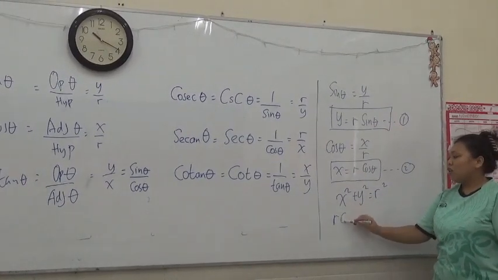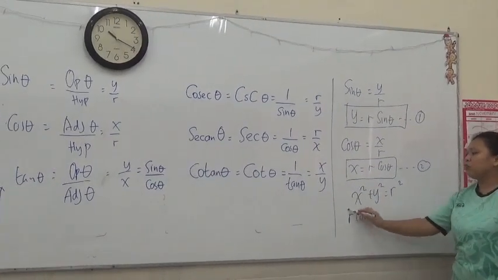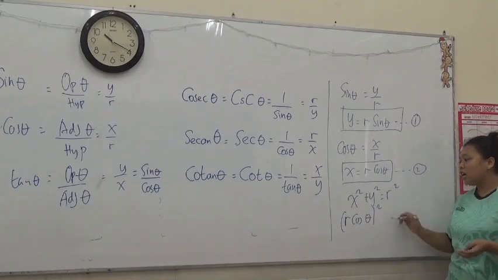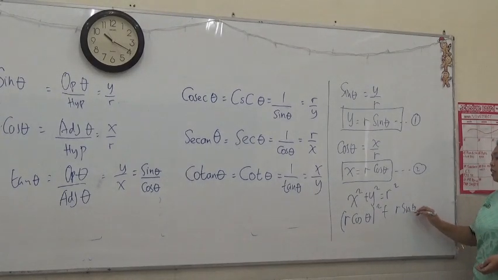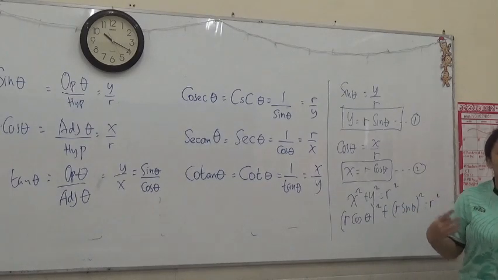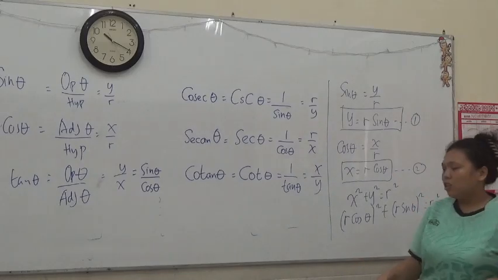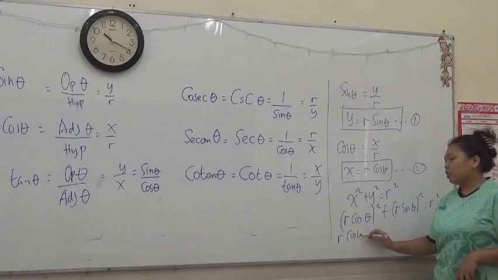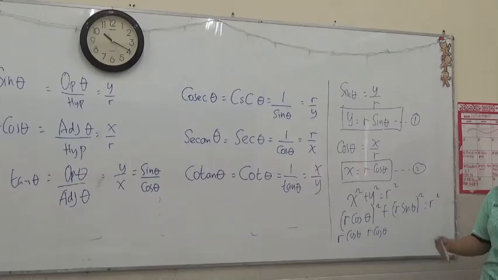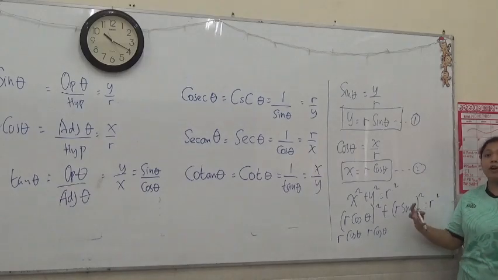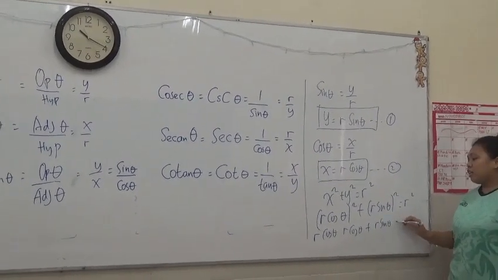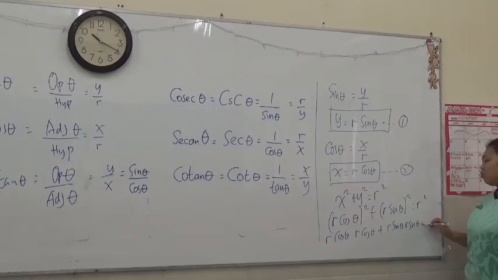So r cos theta to the power of 2, because your x is r cos theta. So now you can replace x to become r cos theta to the power of 2 plus r sin theta to the power of 2 equals r squared. And then now you already understood the definition of square. You just multiply it by itself. And expand this to become r cos theta times r cos theta. Okay, because it's a square, x squared is x times x, 4 squared is 4 times 4. So r cos theta squared is r cos theta times r cos theta plus r sin theta times r sin theta equals r squared.